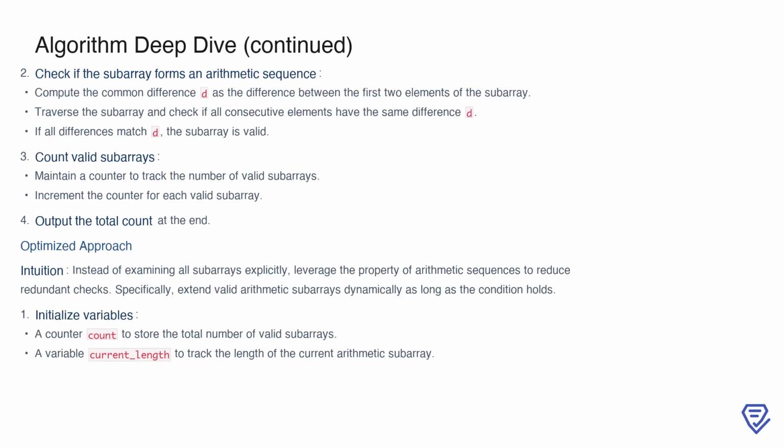Once we identify a subarray of size 3 or more, we check if it forms an arithmetic sequence. This involves computing the common difference, denoted as D, which is the difference between the first two elements of the subarray. We then traverse the subarray and confirm that the difference between all consecutive elements matches D. If this condition is satisfied for the entire subarray, it is considered valid. To keep track of valid subarrays, we maintain a counter that increments each time we find one. At the end of this process, the counter will hold the total number of valid arithmetic subarrays. While this brute force approach is straightforward, it involves significant redundancy and inefficiencies, which we'll address with an optimized approach.